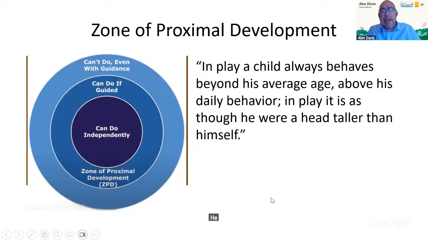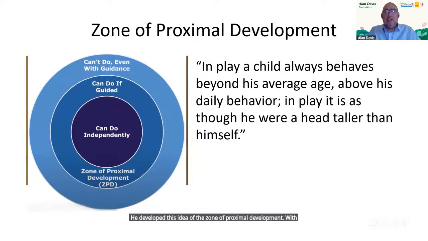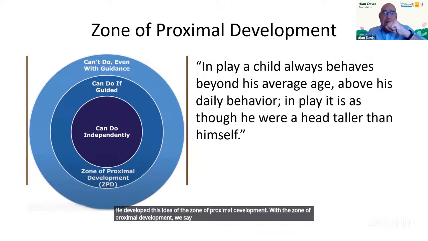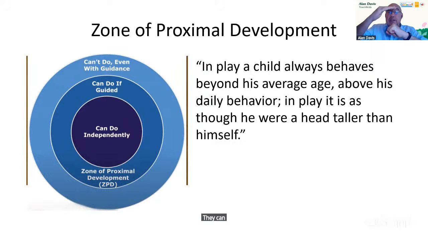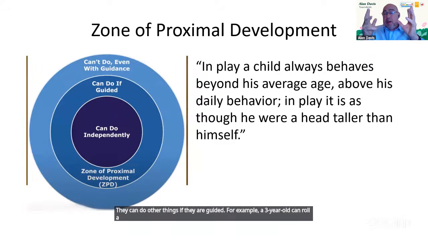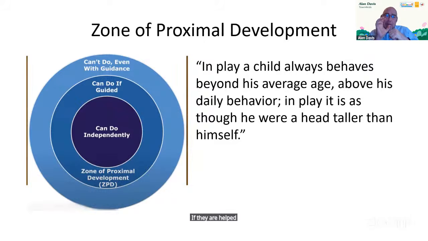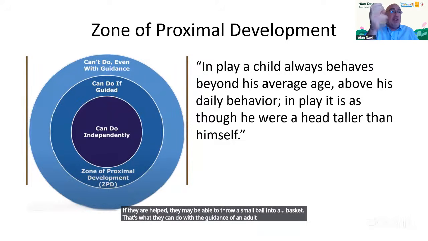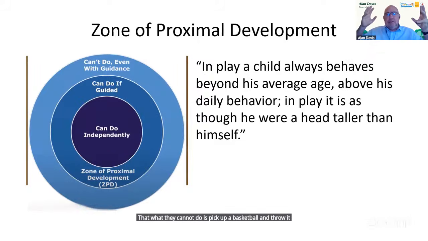He developed this idea of the zone of proximal development. With the zone of proximal development, we say a student is here. This is what they can do by themselves. They can do other things if they are guided. For example, a 3-year-old can roll a ball into a basket, right? They can do that, no problem. If they are helped, they may be able to throw a small ball into a basket. That's what they can do with the guidance of an adult, with us training them or helping them. What they cannot do is pick up a basketball and throw it into the hoop, right?